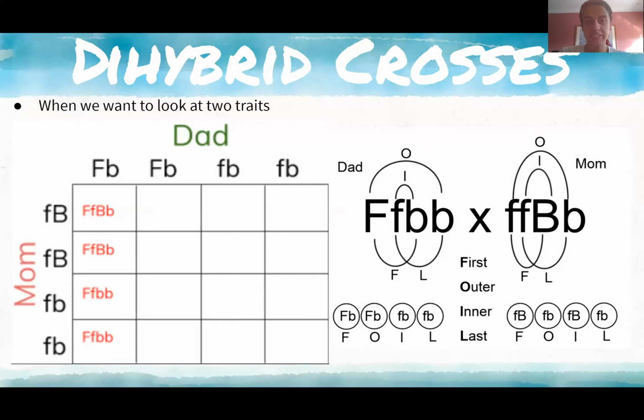So we are on the final day of your packet. Now we are going to start looking at what is called a dihybrid cross. And this "di" should sort of give it away. It means we want to look at two different traits. So we set this up when we want to look at two different traits.